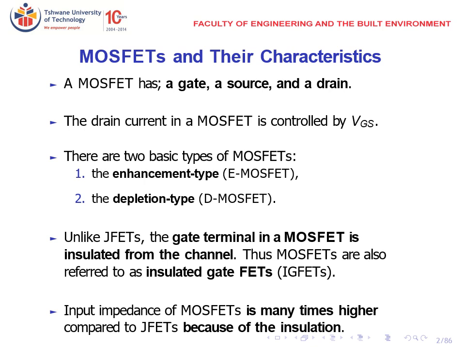There are two basic types of MOSFETs: the enhancement type, which are called the E MOSFET, and the depletion type, which are called the D MOSFETs. Unlike JFETs, the gate terminal in a MOSFET is insulated from the channel. Thus, MOSFETs are also referred to as insulated gate FETs or IGFETs. The input impedance of a MOSFET is many times higher compared to the JFETs because of the insulation.